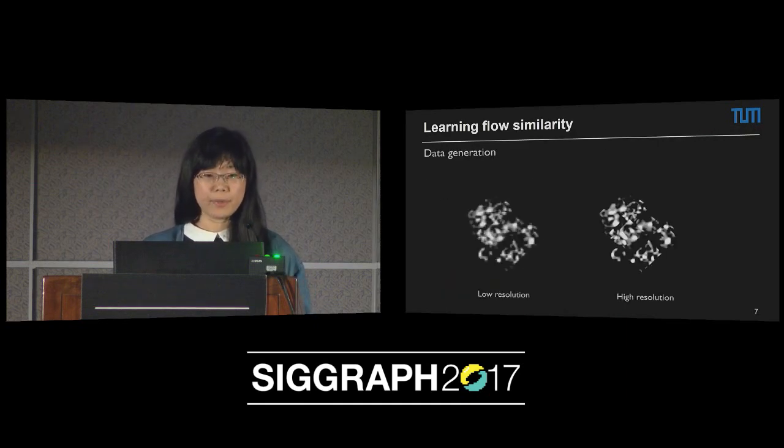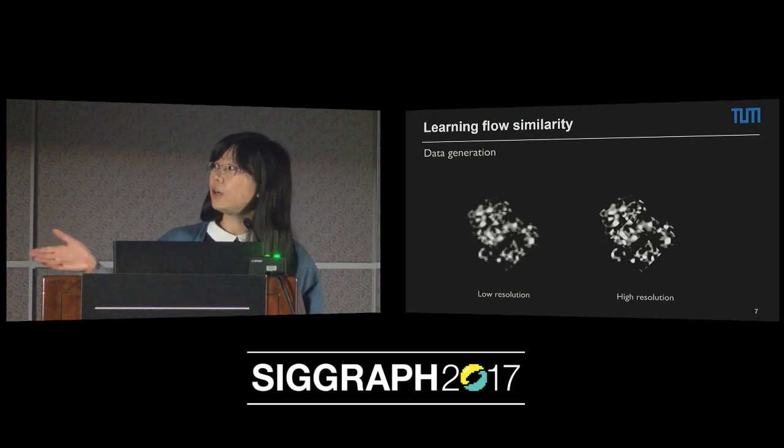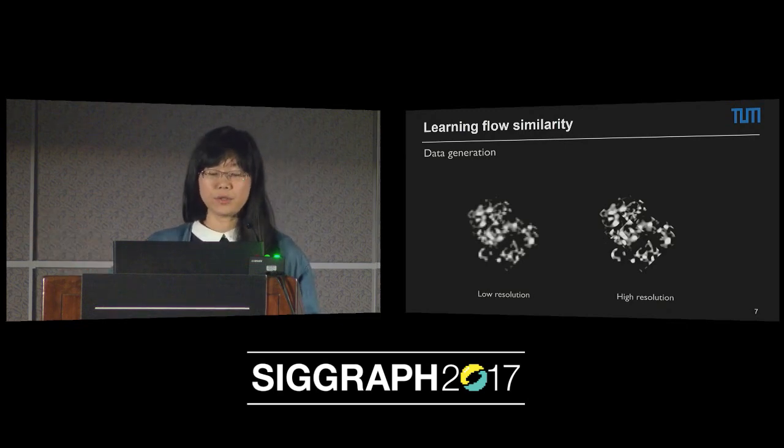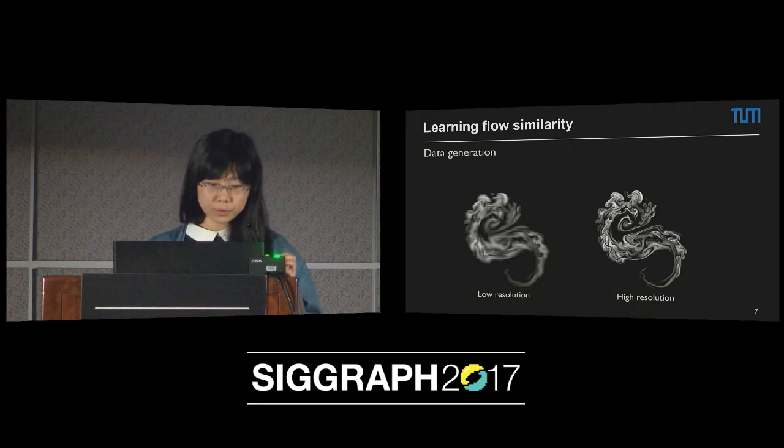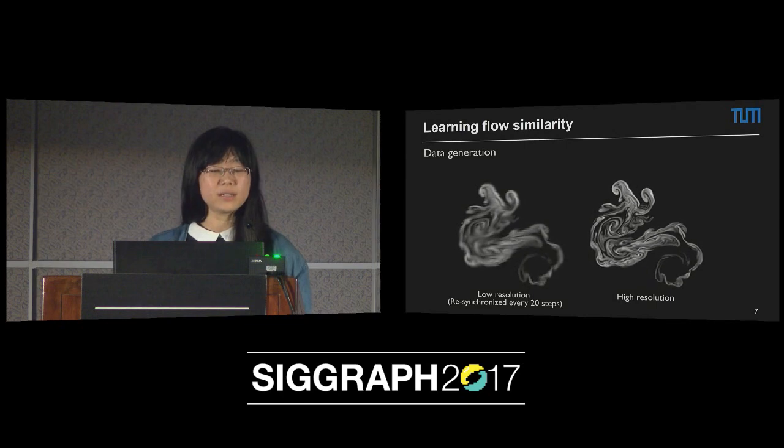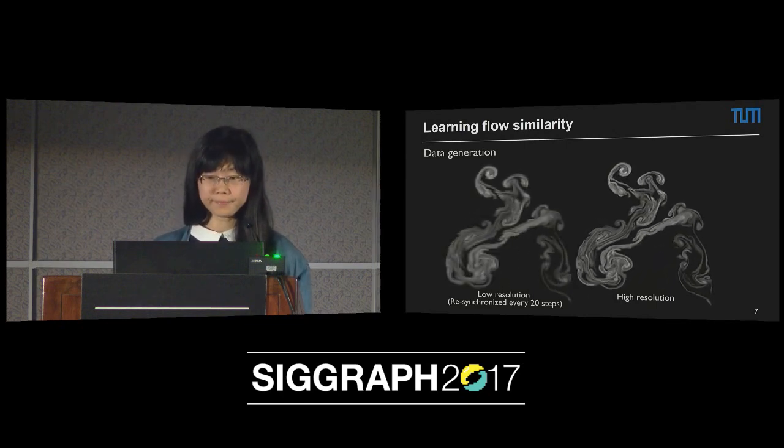Here we have an example. As you can see, we use a pair of simulations, one coarse and one high resolution. They have the same initial setup, but are then developed within their own resolution. So they will have different amounts of numerical viscosity. To avoid the data becoming too different, we will resynchronize the low resolution version with a downsampled version of the high resolution one. And this resynchronization is done every fixed number of steps.